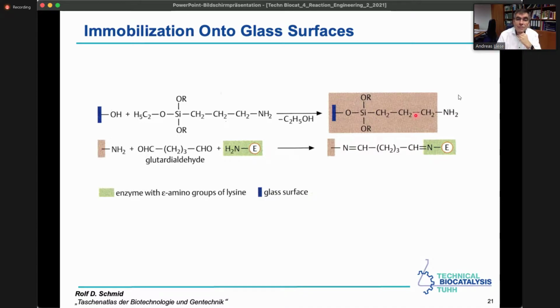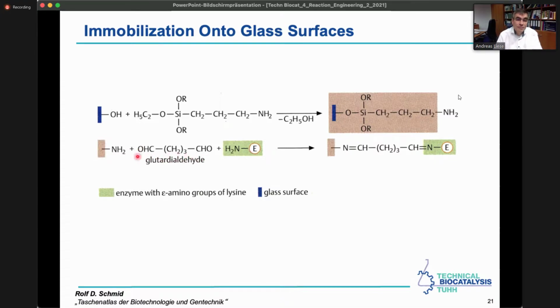So that we're ending up in the end with a situation where the modified glass surface and we've changed our hydroxy function to our amino function. Then we have the amino function of the protein. So we have two amino functions we would like to covalently combine, fix. And this we're doing with a chemical which is named glutaraldehyde, what you can see here.